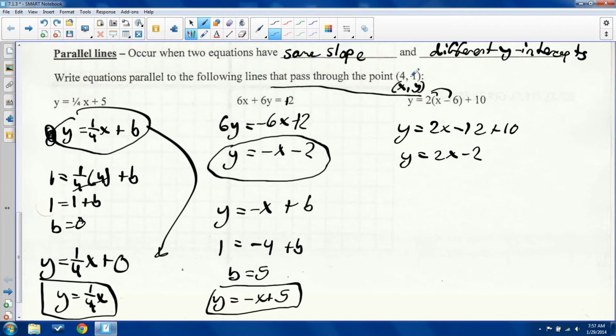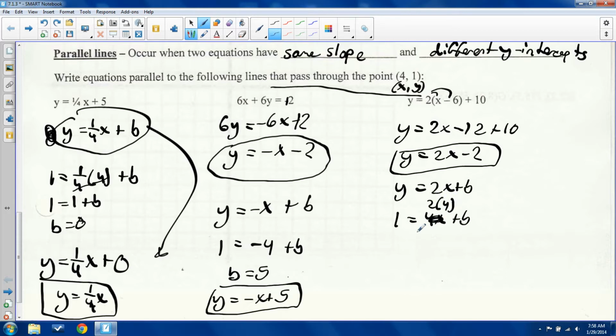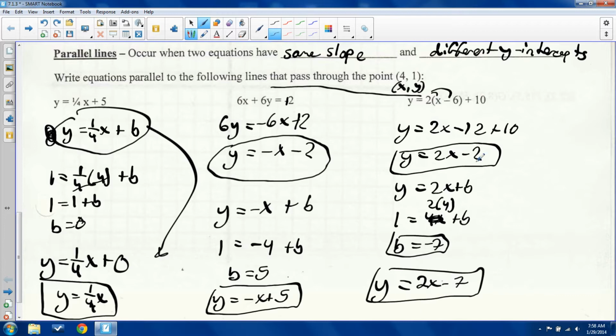Okay, and again, we plug in one solution to the equation because we want this equation to pass through this point. We want it to be a solution to it, and we want it to be parallel to that. So same slope, 2 over 1. Plug in 1 for y, 4 for x, 2 times 4 plus b. 2 times 4 is 8. Subtract 8 from both sides. 1 minus 8 is negative 7. So you get y equals 2x minus 7. Again, same slope, different y-intercept.